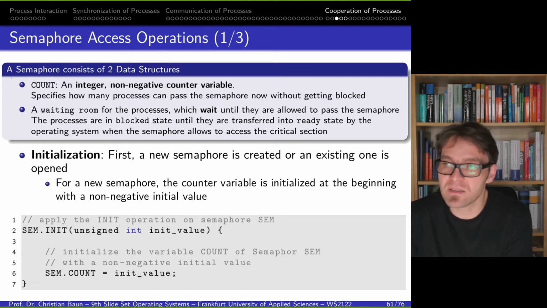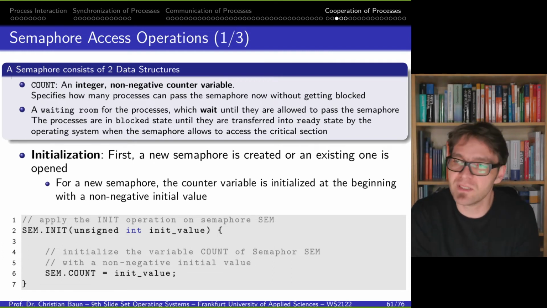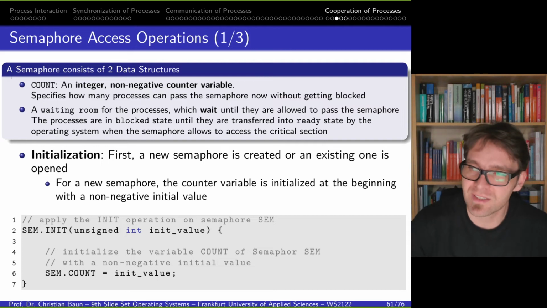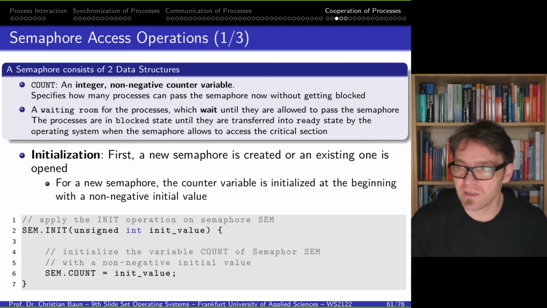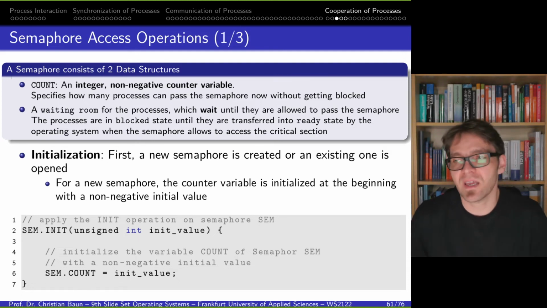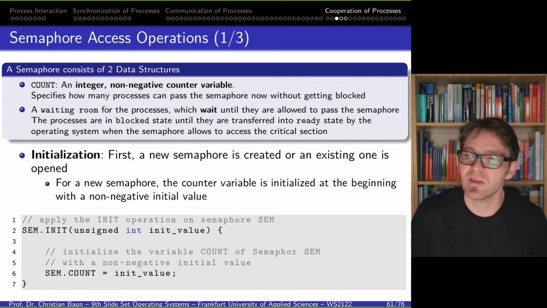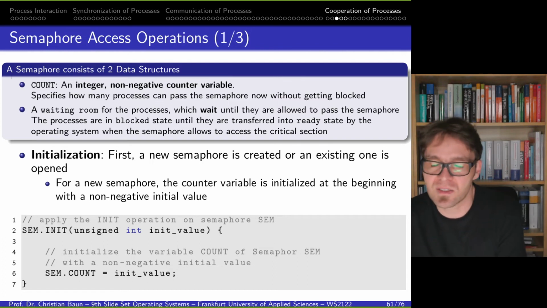And next, in the operating system, we have a waiting queue. We call it here the waiting room for processes. So processes are in state blocked inside if they wait until they can pass the semaphore and access their critical section.